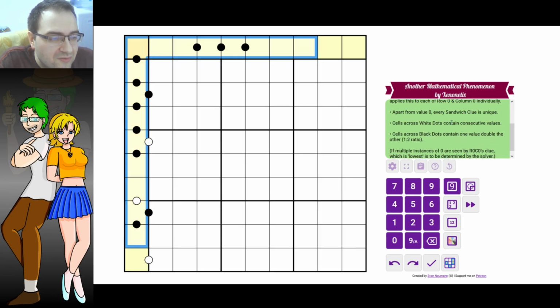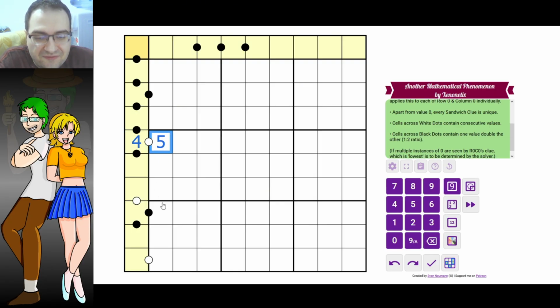Cells across white dots contain consecutive digits, so that's the usual white dot rule. If this is a 4, this must be a 5 or a 3. Cells across black dots contain one value double the other, so basically a 1 to 2 ratio. Is there a good example there? So I don't know. Let's say if this was a 4, this has to be an 8. It's basically the lower digit times 2 is the bigger digit, or the bigger digit divided by 2 is the lower digit.